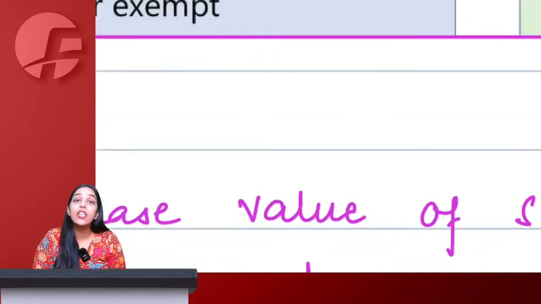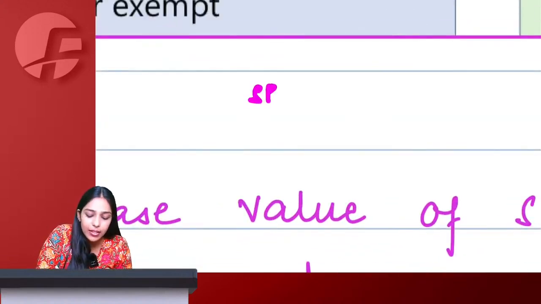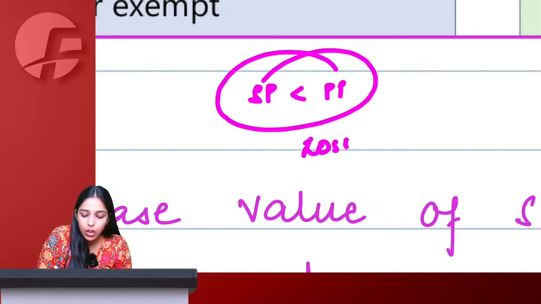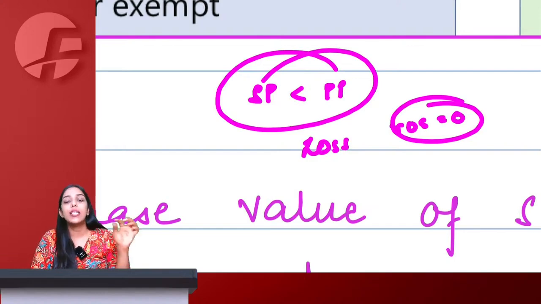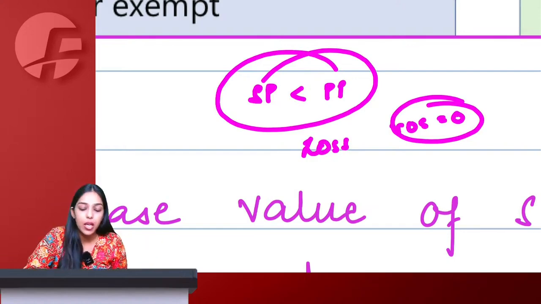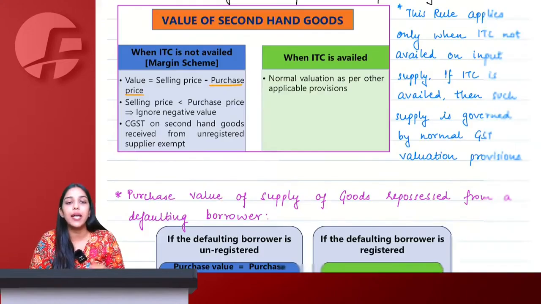Ma'am, if we have incurred losses, let us say selling price is less than purchase price, I have incurred a loss, then the value of supply will be 0. Of course, there can never be a negative value of supply. So if your selling price is less than purchase price, then in that case, value of supply will be 0.